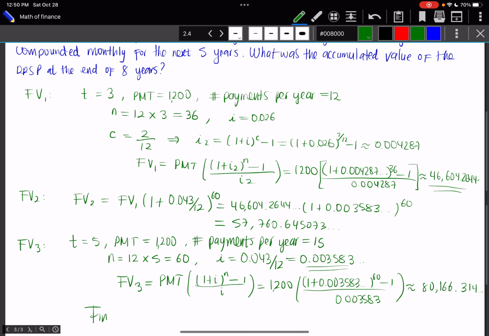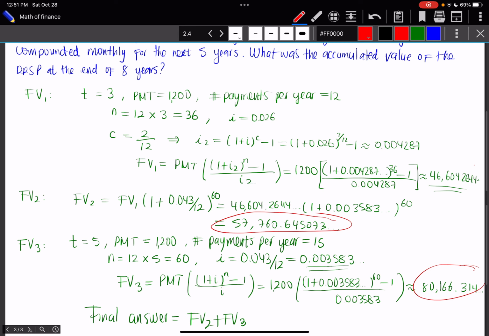Okay. And then the final answer to this problem is future value 2 plus future value 3. So we add this number and this number. Wait a minute, not this number. Future value 2 is this one. Okay. So we add $57,760.64 blah blah blah and $80,166.314 blah blah blah. And what we get is something we can round off to 2 decimal places. So we have 137,926.96 when we round to the nearest cent. Okay, so that's the end of this problem.